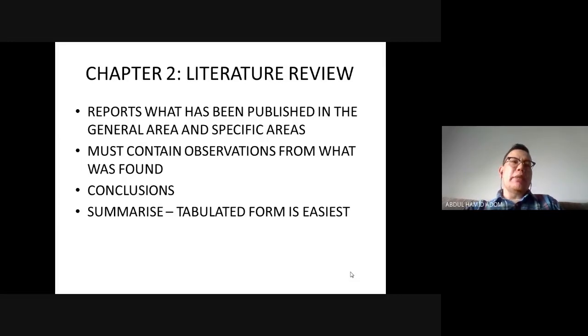Okay? Sometimes the students will want to explain something in chapter 3, why they do the methodology, why they choose this methodology, why do they choose this method, and why do they choose this approach. The reasons why have to be written in chapter 2, not in chapter 3. Chapter 3 is only for you to discuss what you do. So in chapter 2, it has to be the report of what has been published in the general areas and the specific areas. Now, you see, your reporting of what you have read is what it is, a report. That is why the first one is reports.